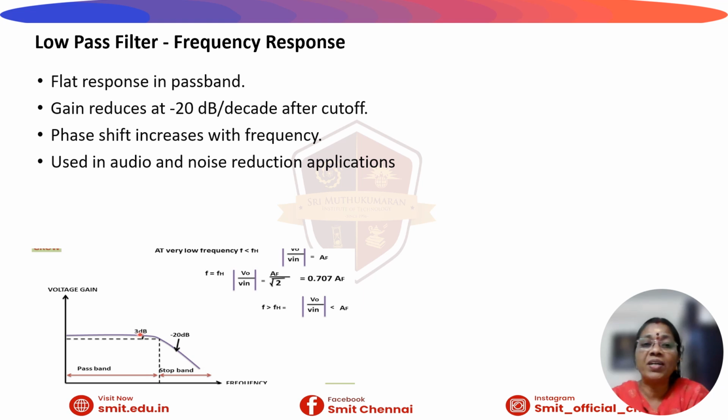For the second order low pass filter, it will be minus 40 dB per decade. That increases with frequency. It is used in audio and noise reduction applications.